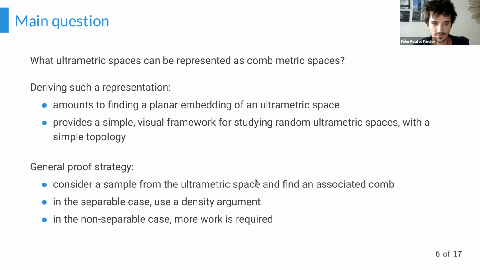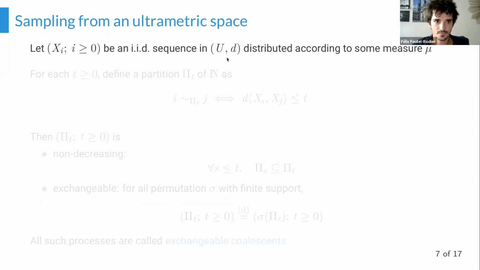Okay, so let me start by sampling from an ultrametric space. Let me consider some ultrametric space (U, d). In addition to that space, I'm going to assume that I have a probability measure that I denote by mu, and a sequence (X_i) of IID variables with distribution mu. I'm interested in the metric structure of this sample. This sample can be seen as a subset of U.